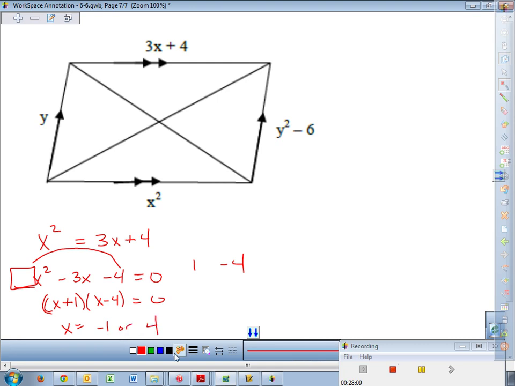Let's see if they both work. If x is negative 1, we want to see if we get a positive distance out of that. If we put negative 1 back in for x, will that turn out to be positive? Yes or no? Yep, that turns out to be positive 1, right? Because negative 1 squared will also give you a positive 1. Negative 3 plus 4 is positive 1. So this checks, right? How about 4? Would 4 be an okay deal?